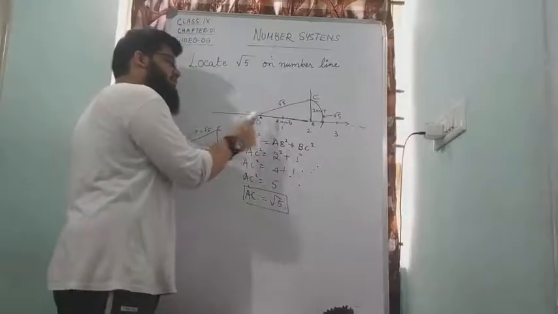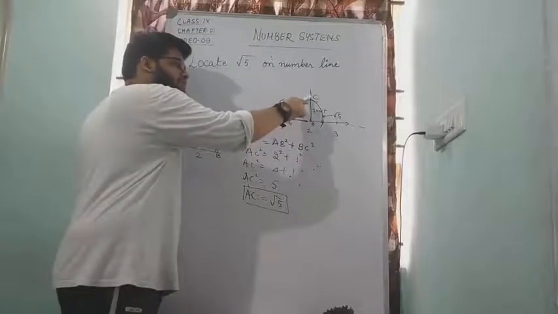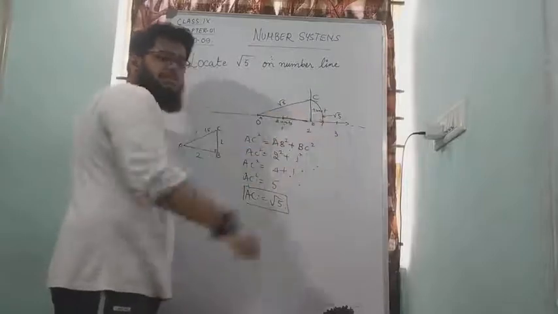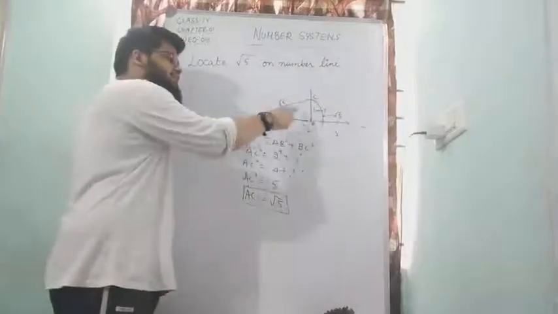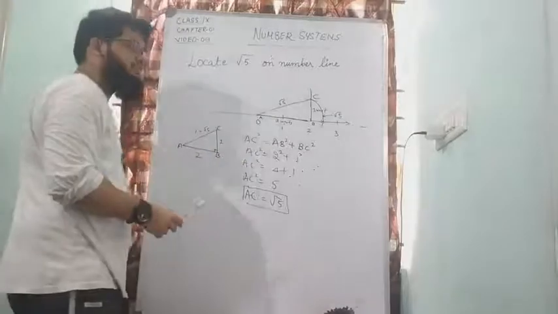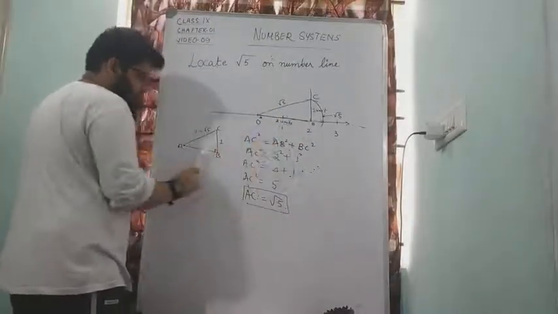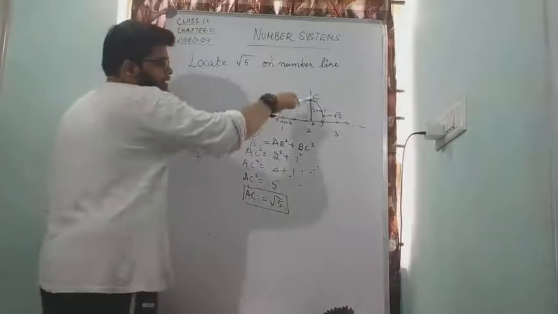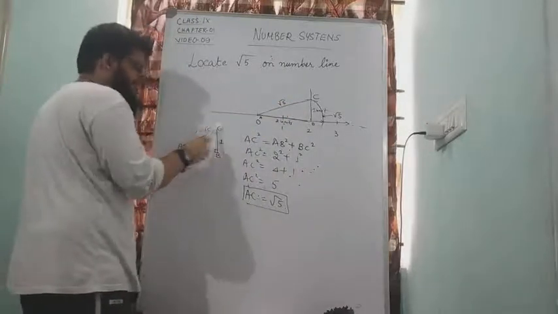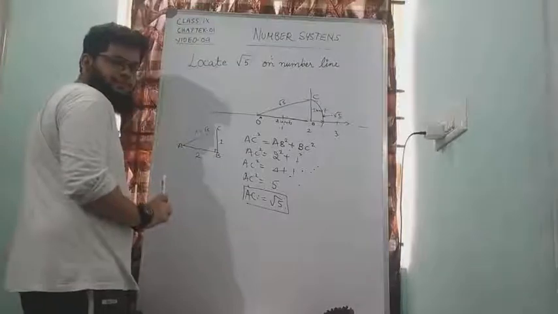Then measure with the help of your compass from A to C, and from C cut an arc, and this point will give us root 5. We have to prove the same thing with the help of Pythagoras theorem. So we take a right angle triangle here. AB is 2 units, so I'll write 2, and BC is 1 unit, so I'll write 1. I should prove that the value of AC is root 5.